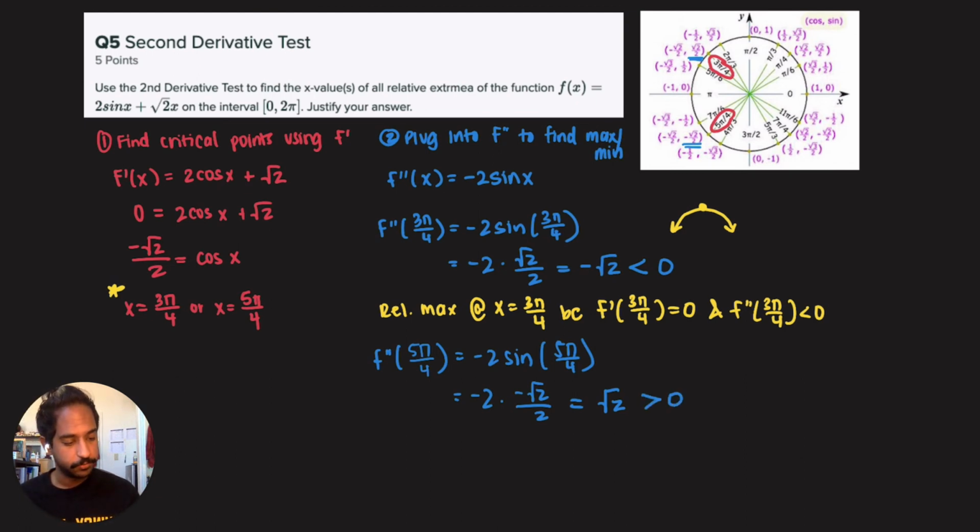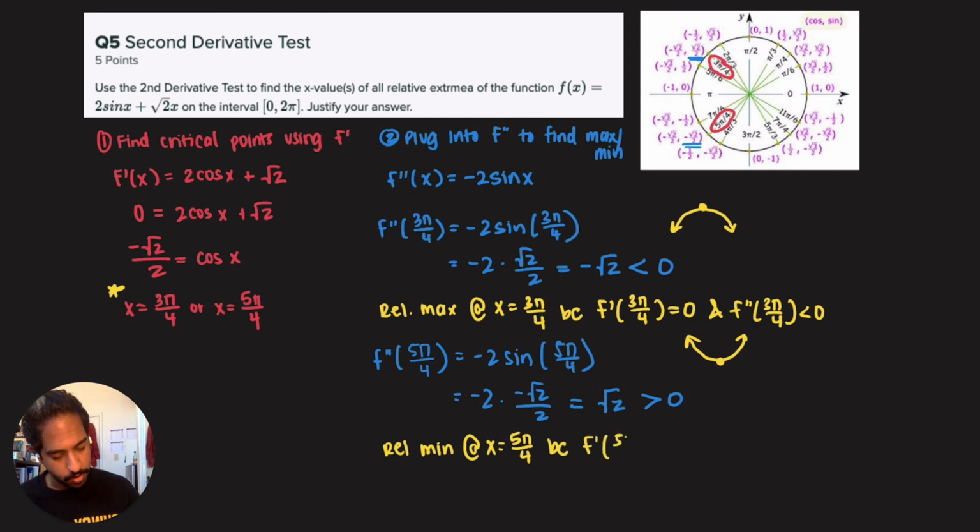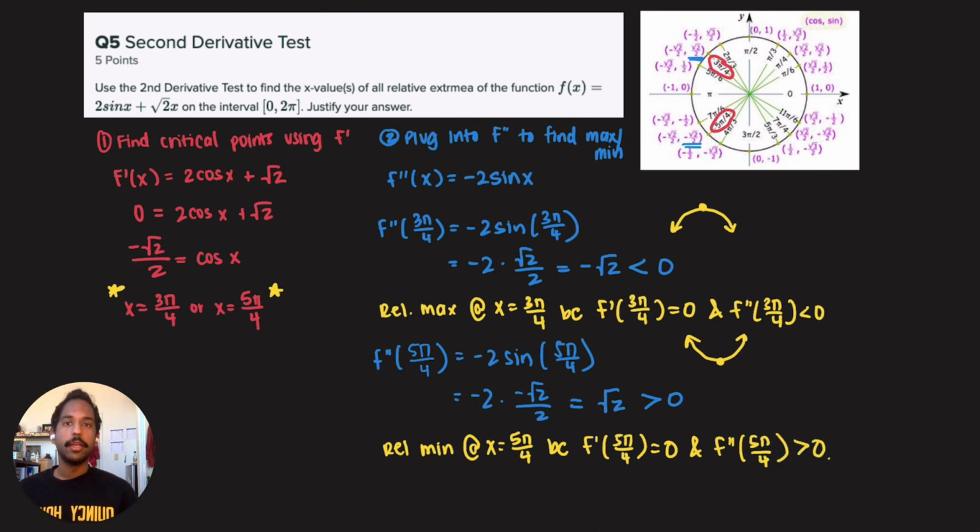And so what does that tell us? Since we have a positive, it means our function's concave up at that critical point. Since it's concave up, that means we're looking at a minimum. So we get a relative min at x equals 5 pi over 4, because f prime of 5 pi over 4 is what? It's 0. We showed that over here. And f double prime of 5 pi over 4 is greater than 0. And there we have it. That's your justification, as well as the use of the second derivative test to find the relative, let me correct this, extrema of our function.